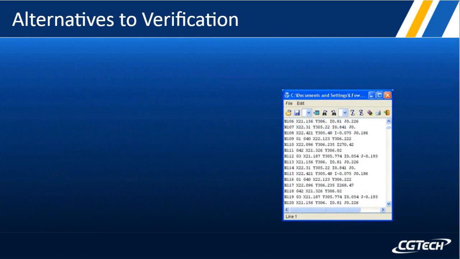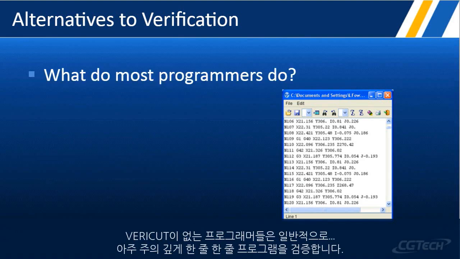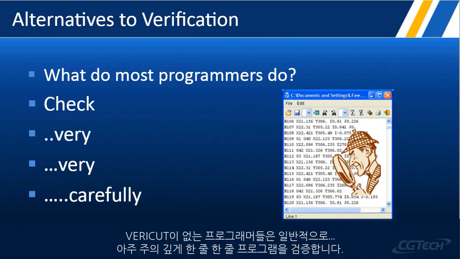Next up are the alternatives to verification. So what do most programmers do? Check very, very carefully. I've known programmers to print it out, a couple hundred pages of program code, and sit there going line by line, and of course that's redundant and they can miss a lot of things.